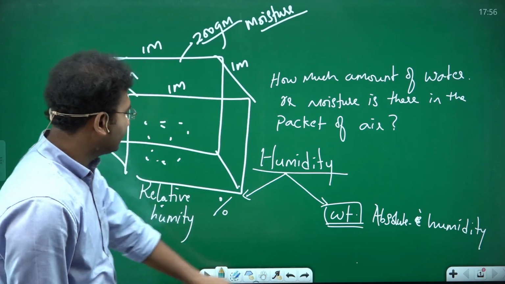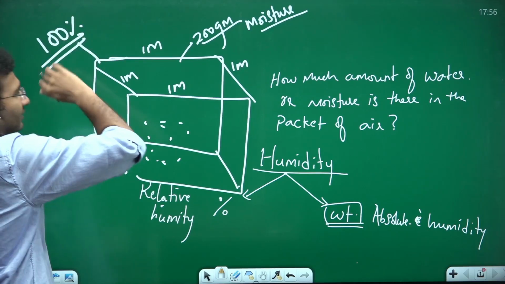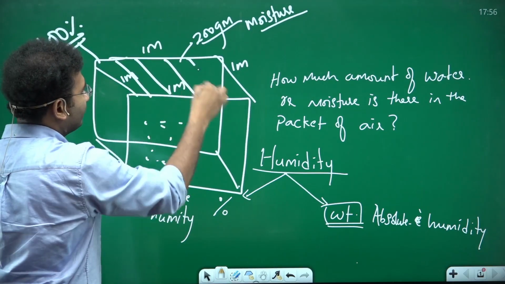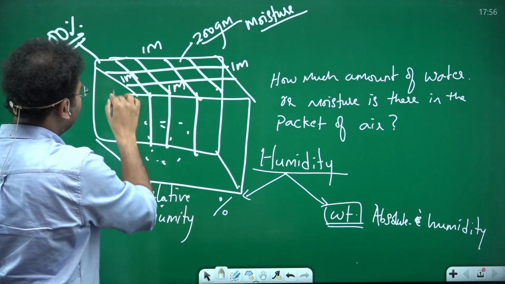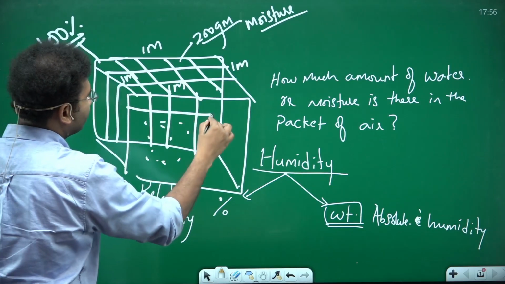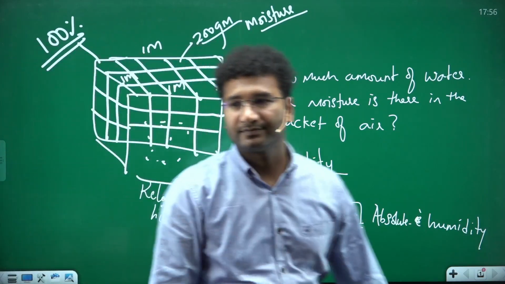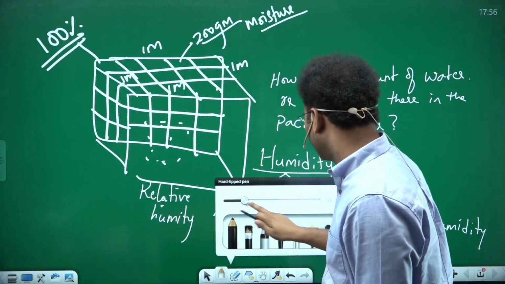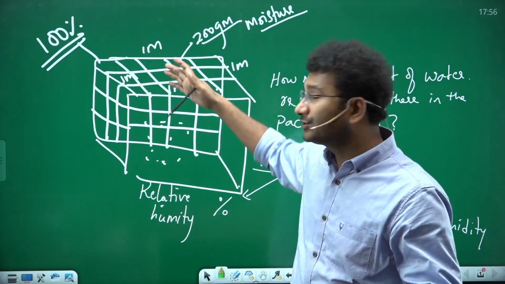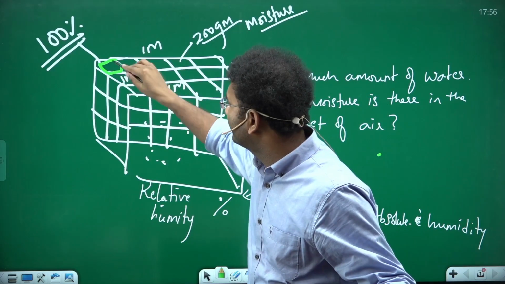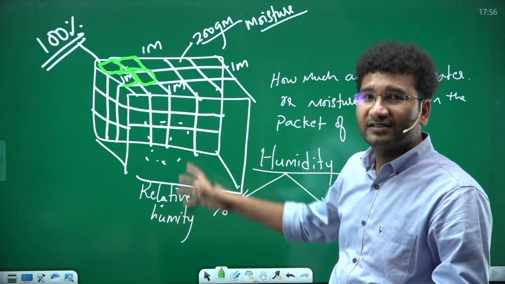For example, let's say this particular box can hold 100% of moisture. Let's say I divide the entire box into 100 units like this. Now when you are measuring relative humidity, you take this as 100%. Now how much percentage of moisture is there? Let's say this is filled with 10% or 20% of the moisture. This is what is relative humidity.